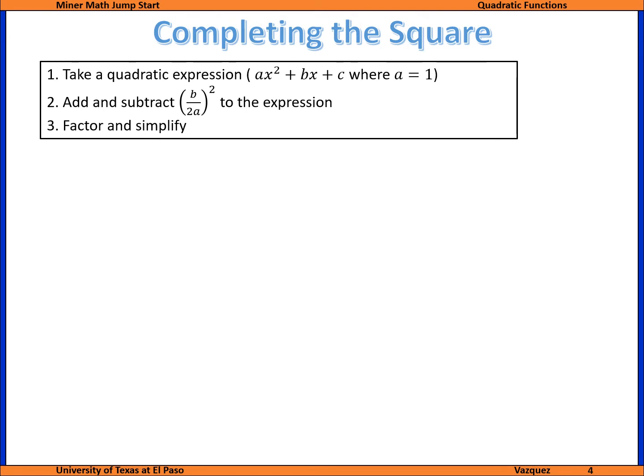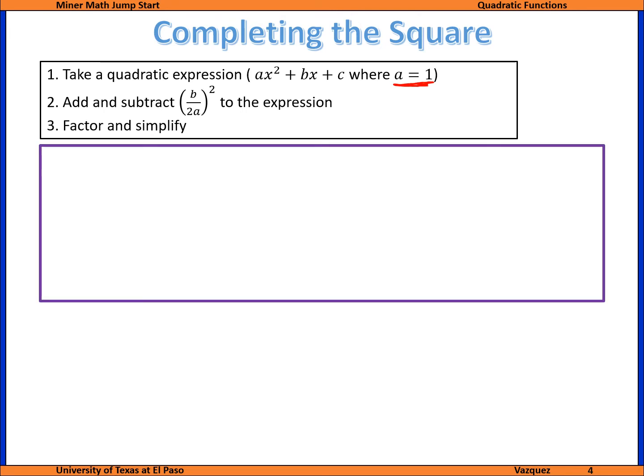You're going to take a quadratic expression, and a lot of the times it's not factorable. We can't factor it into nice binomials, into nice factors. So what we do a lot of times is complete the square, and we do it by following these steps. The only thing I want you to really pay attention to right now is that a has to equal 1. And we'll deal with something where a is not equal to 1, so I can show you how you solve that. But let me show you an example of how we complete the square.